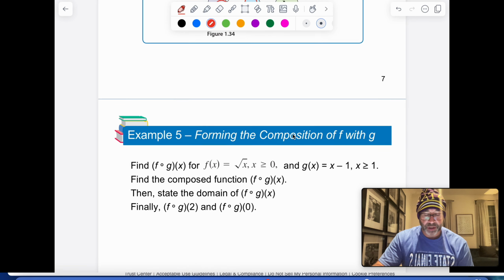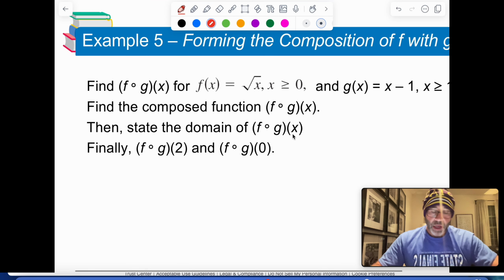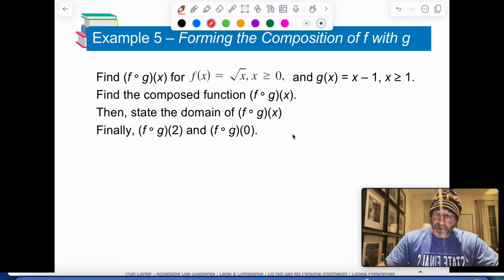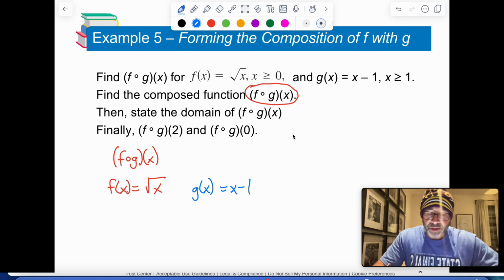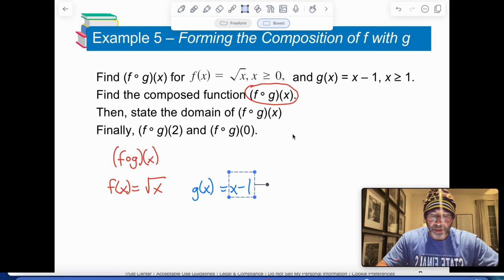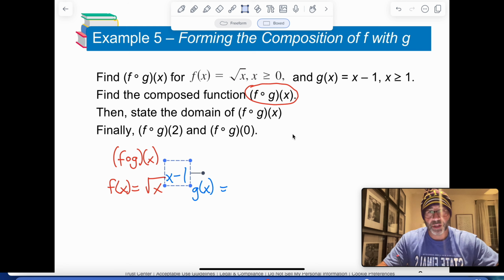So what does this look like when we actually put it into function or into operation? So when we say for this first part here, find the composed function f of g of x. Here's what we're doing. When I look at f of x, we have square root of x. When I look at g of x, we have x minus 1. So when we say let's go ahead and do f of g of x, we are saying let's take this function right here, that x minus 1, and put it into f of x, which means it's going to go right into here in place of this x that we have. And what does that look like when we actually write it out?